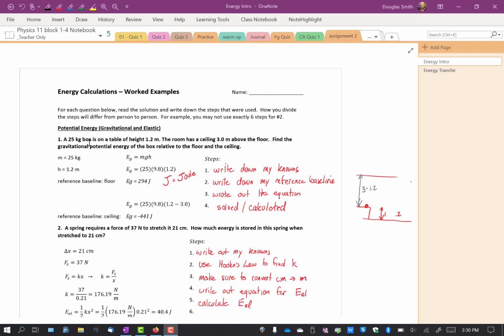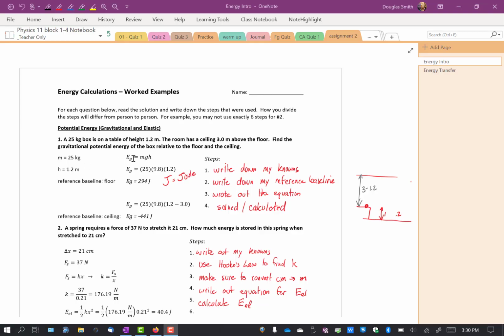So this first one, there's a 25 kilogram box on a table. There's a ceiling, and it asks for the gravitational potential energy of the box relative to the floor and the ceiling. This has one important point in that gravitational energy is always relative to some baseline. There's no absolute, or at least not in physics 11, there's no absolute gravitational energy. We always have to say what baseline or reference point that energy is relative to.